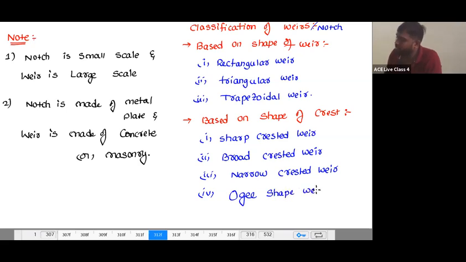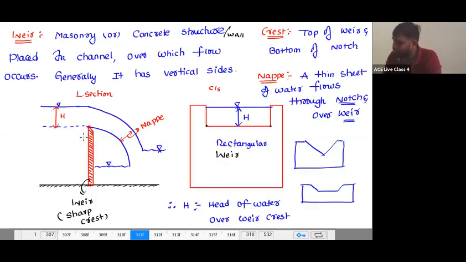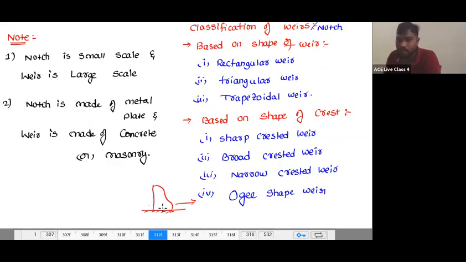You know that in India, 90 to 95% of the dams are going to be ogee shape only. So what is meant by ogee shape, sir? Whatever in open channel I have given, this is the ogee shape. The top of the weir is nothing but the crust, and that is going to be the ogee shape. So this is based upon the shape of the crust.